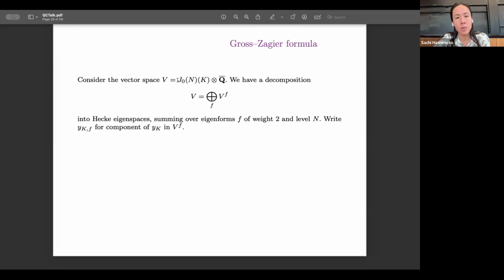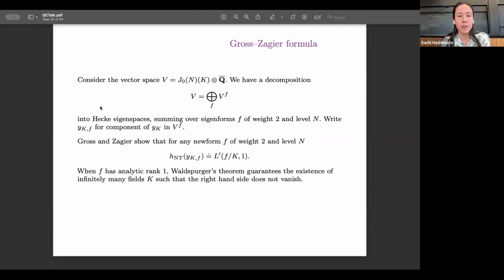And y_K is this Heegner point in J_0(N)_K, and I can project it onto any component V_f, and the projection of my Heegner point onto some component V_f will be called y_K^f. So this is the f-isotypical component of the Heegner point. And using this notation, we can say more explicitly what Gross and Zagier showed.